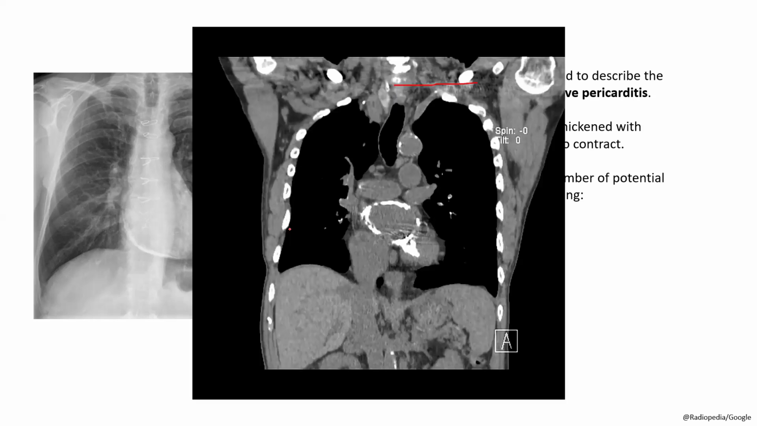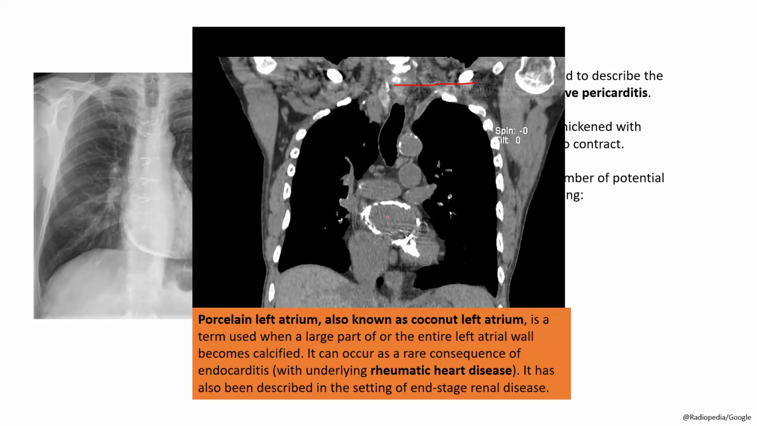Next, in this CT coronal view, what we are seeing is the left atrium, and the calcification is specifically affecting the wall of the left atrium. So it is not involving the pericardium. It is involving only the wall of the left atrium. So this is porcelain atrium or coconut left atrium. And this term is used when a large part of the left atrial wall is calcified. It is a rare occurrence, but it can occur secondary to rheumatic heart disease, which is again very common in developing countries. It can occur secondary to end-stage renal disease as well.